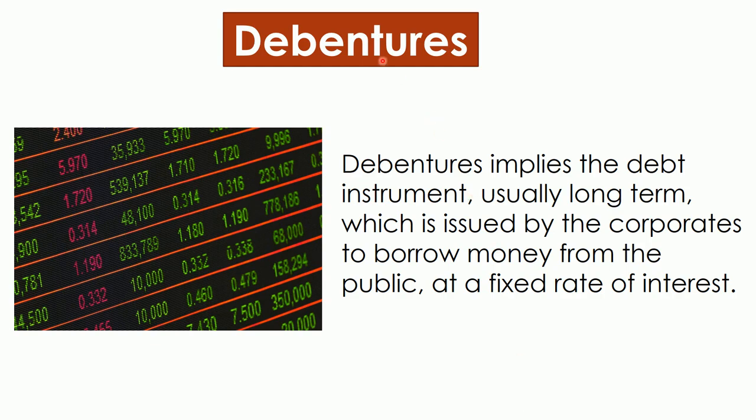Debentures. If a company wants to raise a loan from the general public, it issues debentures. Debentures refers to a debt instrument, usually long term, which is issued by companies to borrow money from the public at a fixed rate of interest. It is issued under the name of the company, which acknowledges the amount owed by the company, which is equal to the face value of the debentures. The debenture contains the details of rate of interest, mode of payment of interest, and repayment details, that is the redemption of debentures, etc. The person who holds debentures is called the debenture holder, who is the creditor of the company.